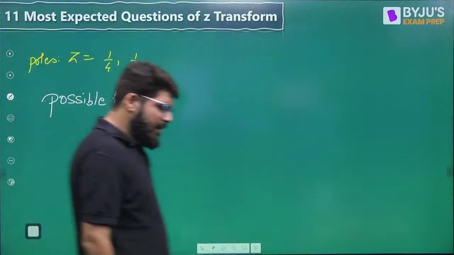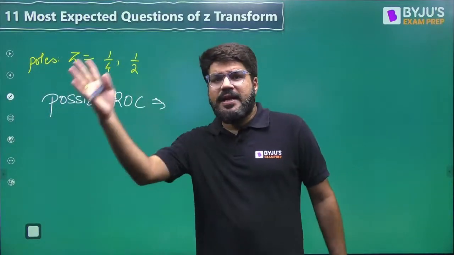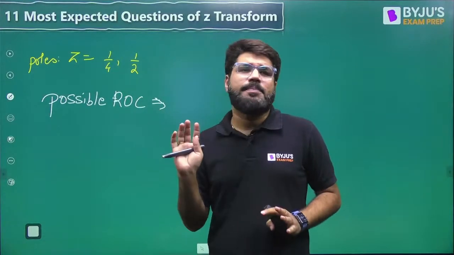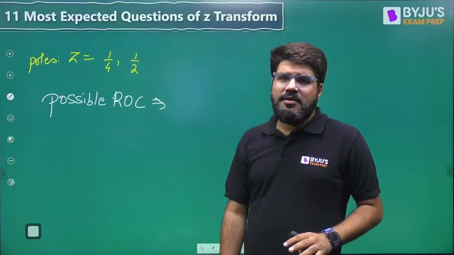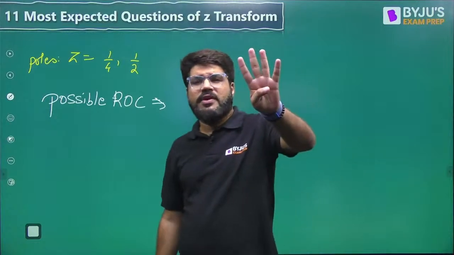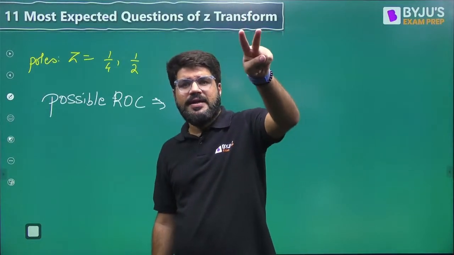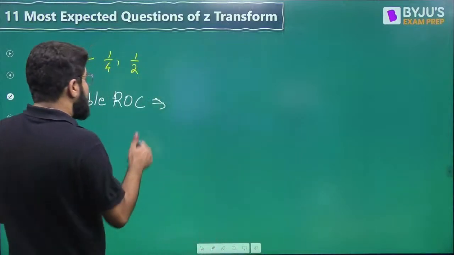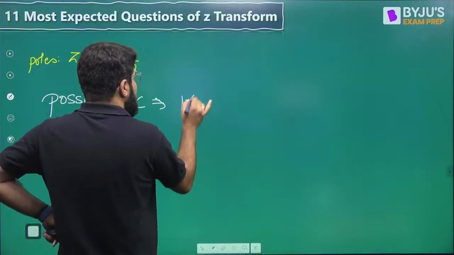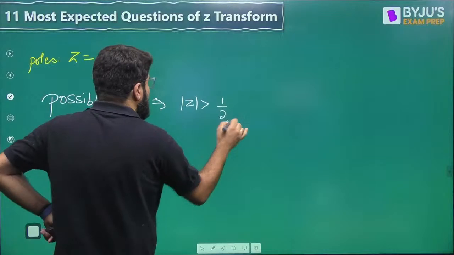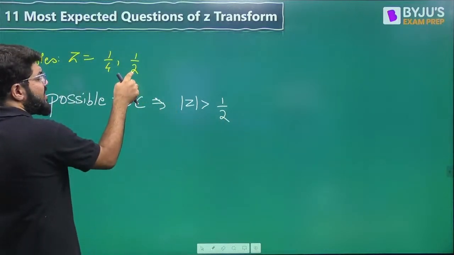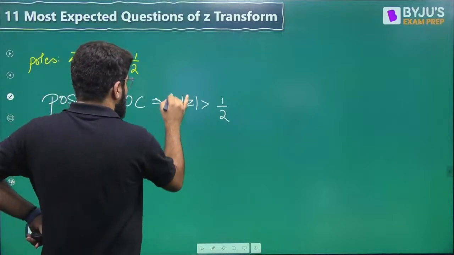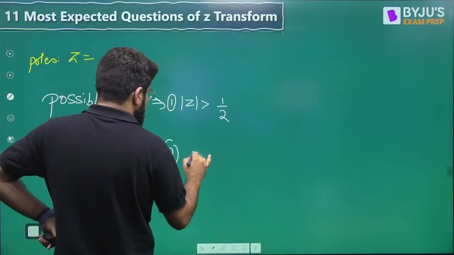What are the possible ROCs when there are two poles given? ROC can be right-sided, left-sided, or a ring. It cannot be the entire Z plane here because there are poles. Usually we have seen 4 types of ROC: entire Z plane, right-sided, left-sided, or a ring between two circles. Right-sided is the exterior of a circle, beyond the outermost pole. Which is the largest one? Mod Z greater than 1 by 2, right? This is number 1.